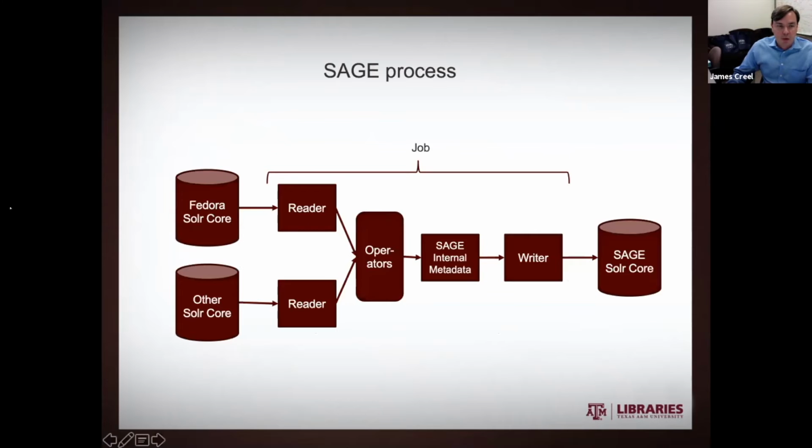So here's what Sage does kind of abstractly. You've got some source cores. They get read by readers that'll map the source schema, maybe operating on the fields along the way, to the internal metadata schema. That then is written with yet another mapping to wherever you're trying to target, your output Solr schema.